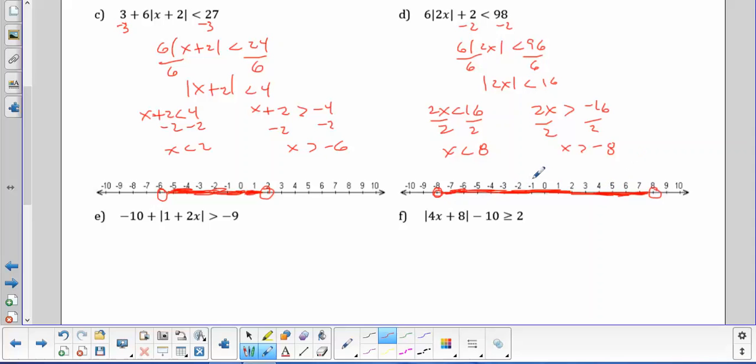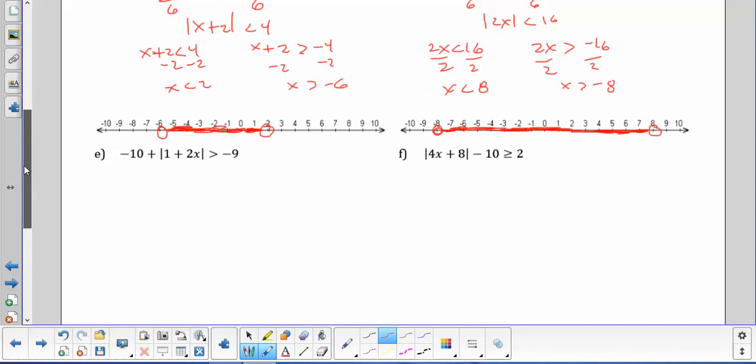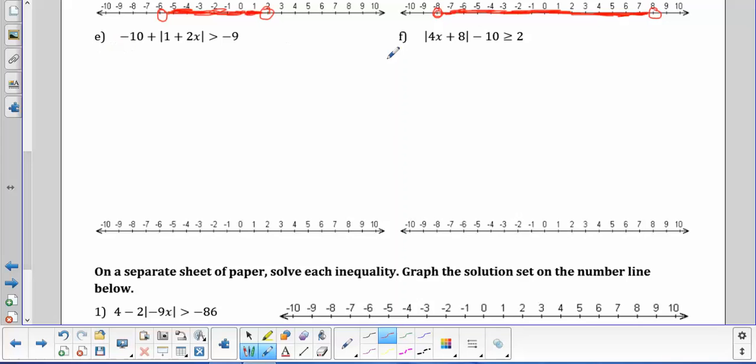All right. If you want to, you can pause it right now. Try E and F on your own. See what you can do individually. And then come back and see if you got them right, okay?